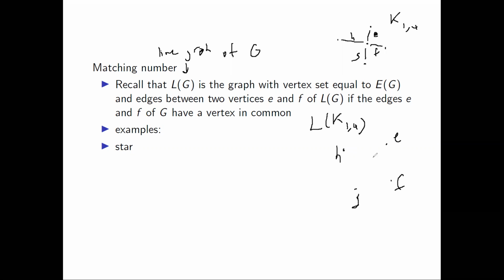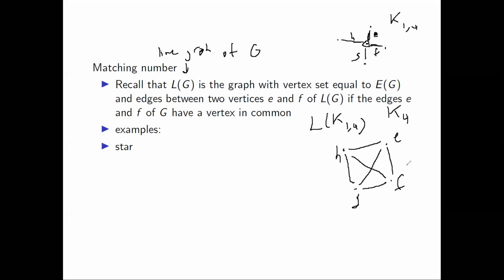And then we put edges between any 2 vertices that have a vertex in common in K_{1,4}. So E and F, this edge is F, this edge is E. Do those 2 edges have a vertex in common? They do. That vertex is the one in common. So E and F get an edge between them. Same with E and H. E and H have that center vertex in common. So E and H get an edge. Same with E and G. They have that center vertex in common. So all of these edges, E, F, G, and H, they all have the center vertex in common. So we put edges between all of them. So we get right here, that's going to be a K4.